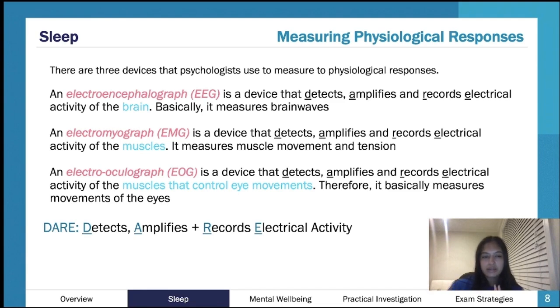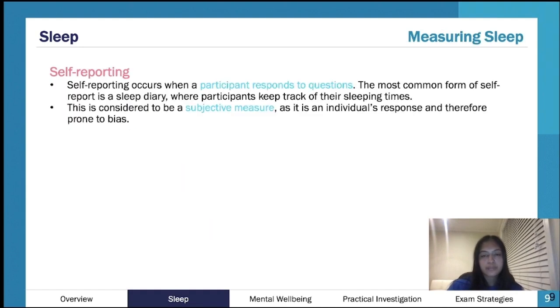The way I used to remember this is EOG. The O looks like an eyeball, so that's how I remember it's an eye. Or if you can remember oculo, again, think of an eye. And then EMG, M for muscles. And then I just remember that EEG is the one that's left over, so the brain. Yeah, really, really important. Again, just overemphasizing this idea of detects, amplifies, and records electrical activity. Make sure you know that.